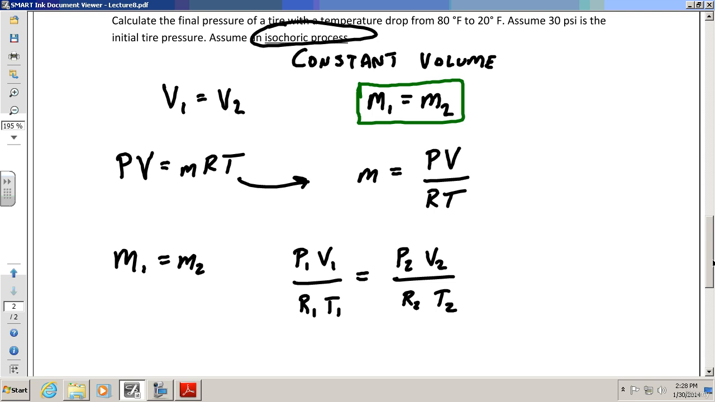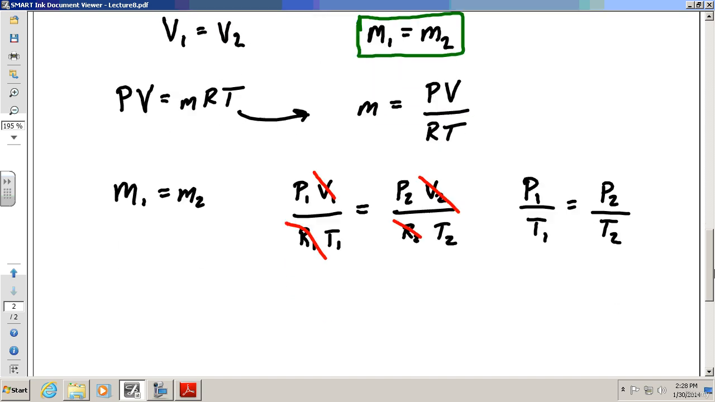But in this case, we're going to do something different because, of course, the R's are going to be the same. It's air inside your tire either case, so the R's are the same on both sides of the equation, right? But in this case, we're assuming a constant volume process. Therefore, V1 equals V2, you can also cancel that, okay? So in this case, with the constant volume process, we're going to write P1 over T1 equals P2 over T2.